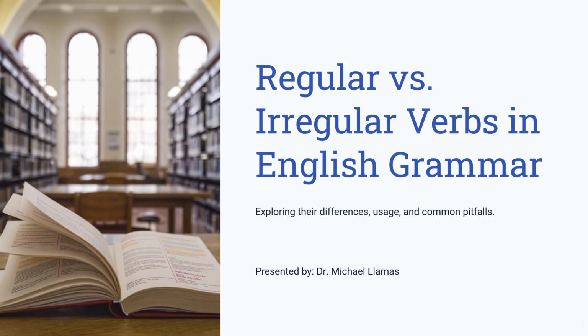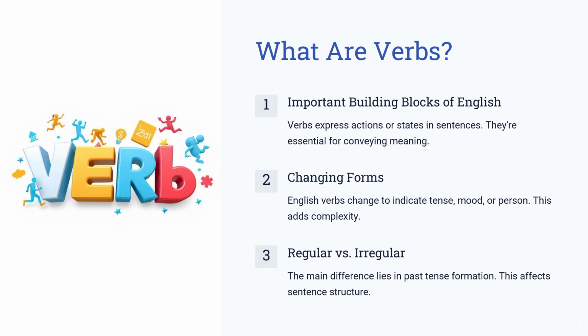Today we will explore two fundamental verb types in English, and that is the regular and irregular verbs. I will guide you through their patterns, expectations, and usage, all of which are essential for IELTS preparation and English in general. Okay, so let's start with the basics.